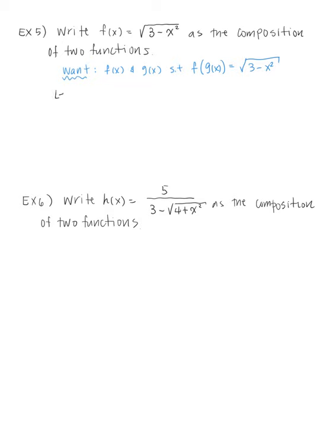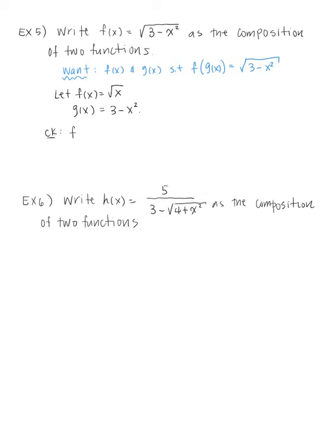So I'm just going to say let f of x be the big picture, which is just the square root of x. All right, and then I'm going to say let g of x be just a little more tedious one, which is 3 minus x squared. All right, so this is what I'm going to choose. Okay, so now let's check.